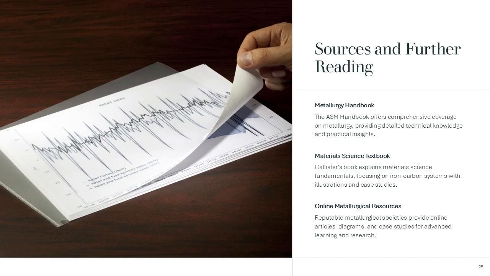Sources and further reading. Recommended references include the ASM Handbook on Metallurgy, Callister's Materials Science and Engineering, and online resources from reputable metallurgical societies. These sources provide detailed explanations, diagrams, and case studies for deeper understanding of the iron-carbon system and its practical applications.